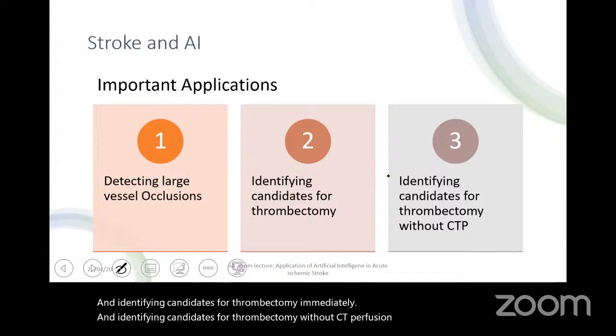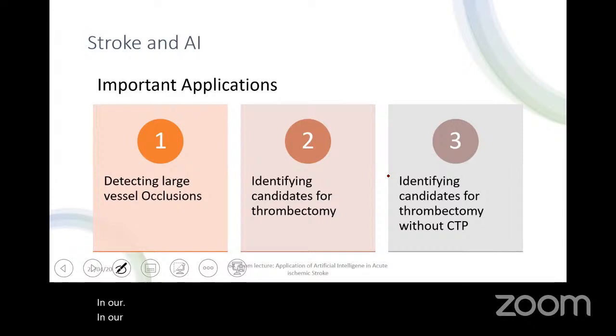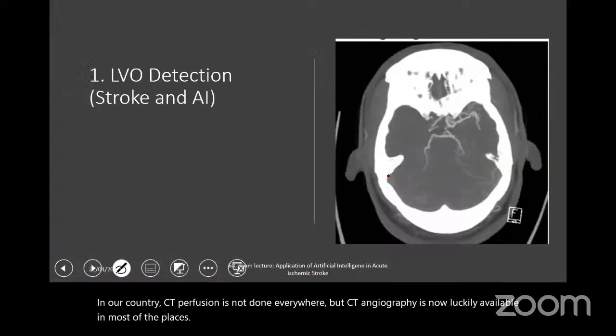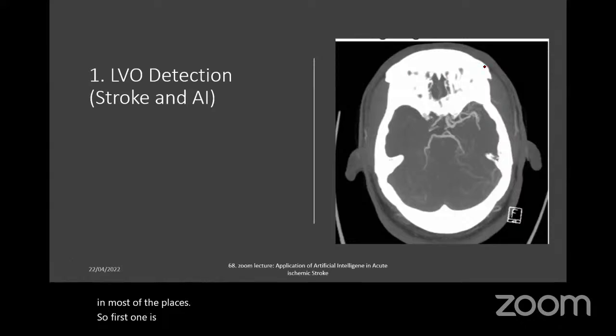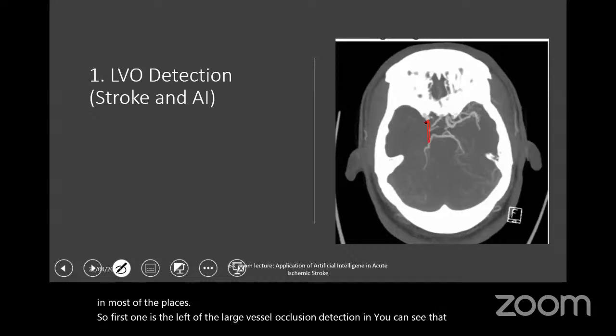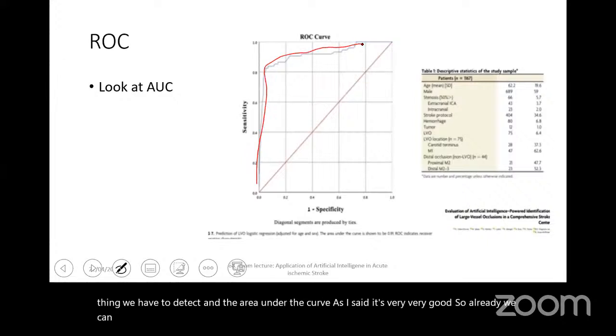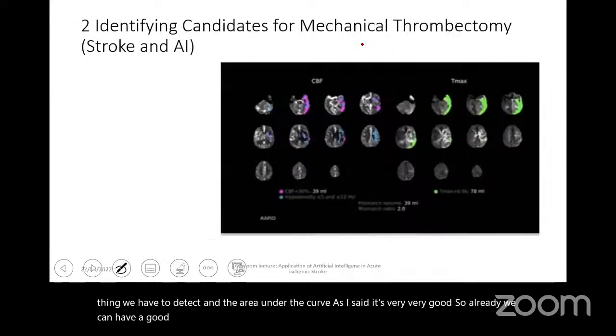Now, in our country, CT perfusion is not done everywhere, but CT angiography is now luckily available in most places. So the first one is large vessel occlusion detection. You can see that this is the type of thing we have to detect, and the area under the curve, as I said, is very good. So already we can have a good specificity and sensitivity.